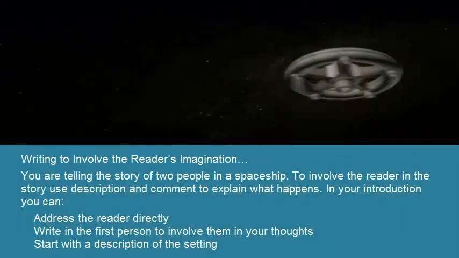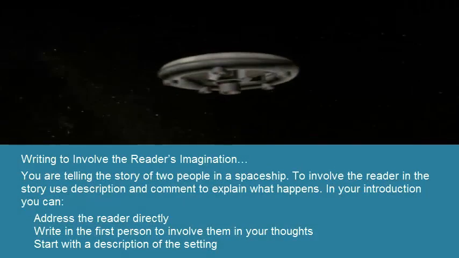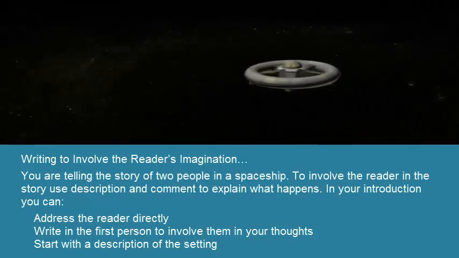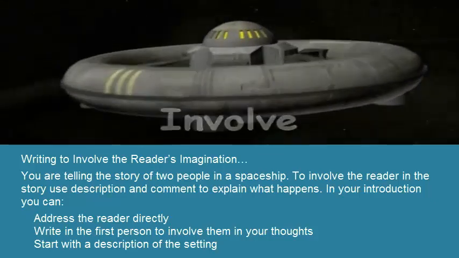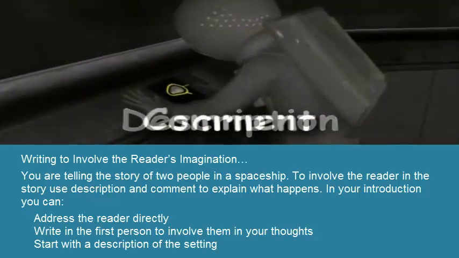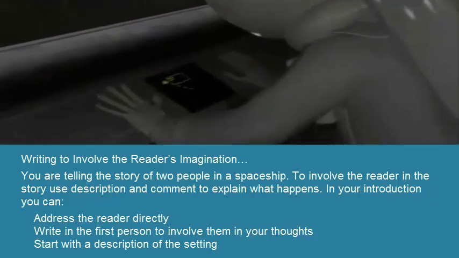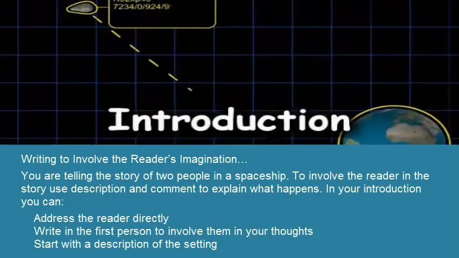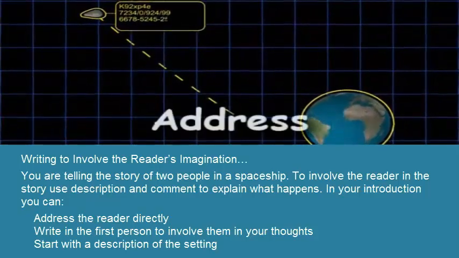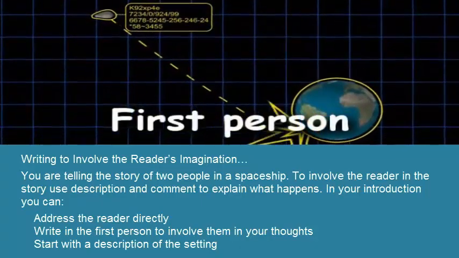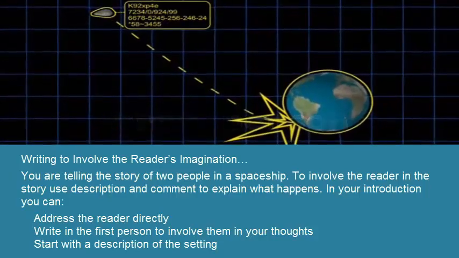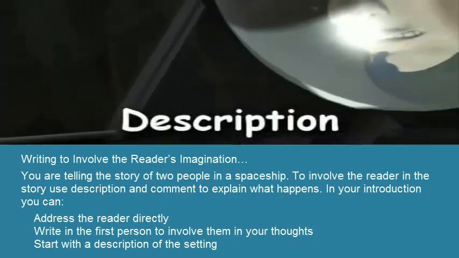Writing to involve the reader's imagination. You are telling the story of two people in a spaceship. To involve the reader in the story, use description and comment to explain what happens. In your introduction, you can address the reader directly. Write in the first person to involve them in your thoughts. Start with a description of the setting.